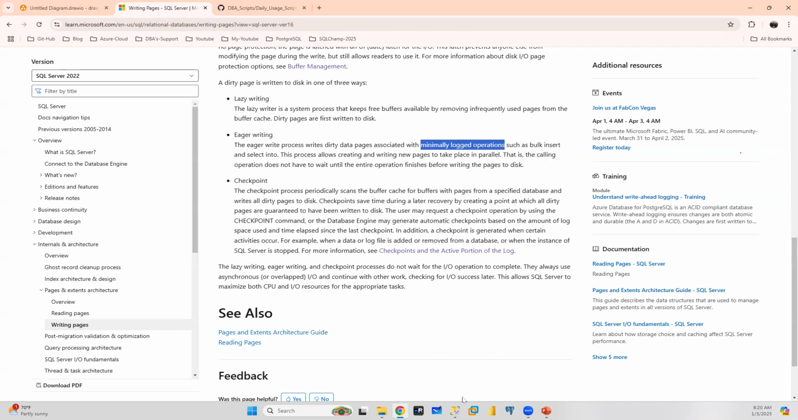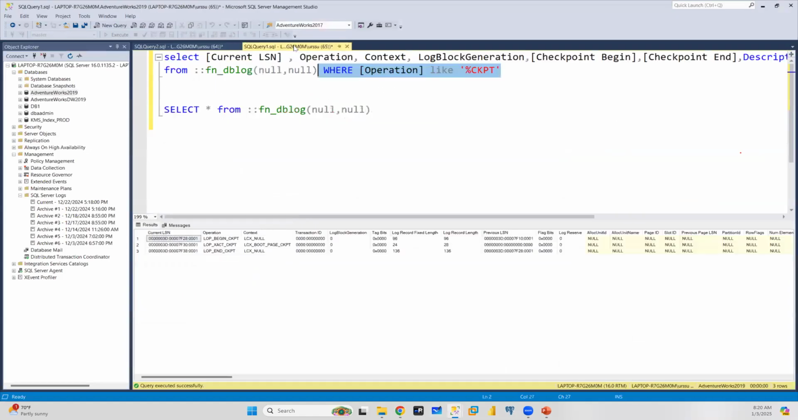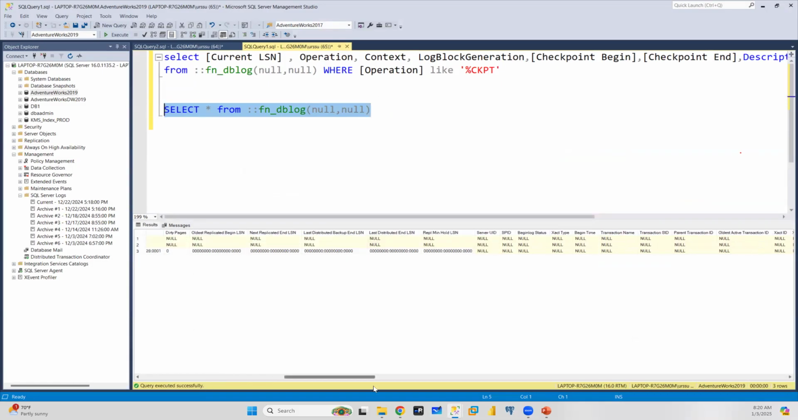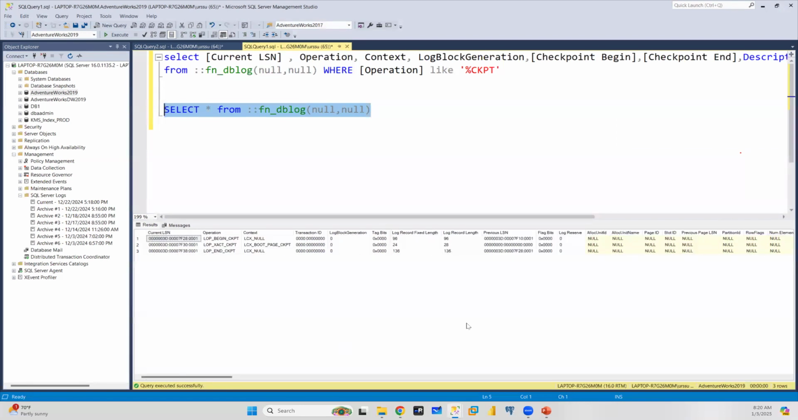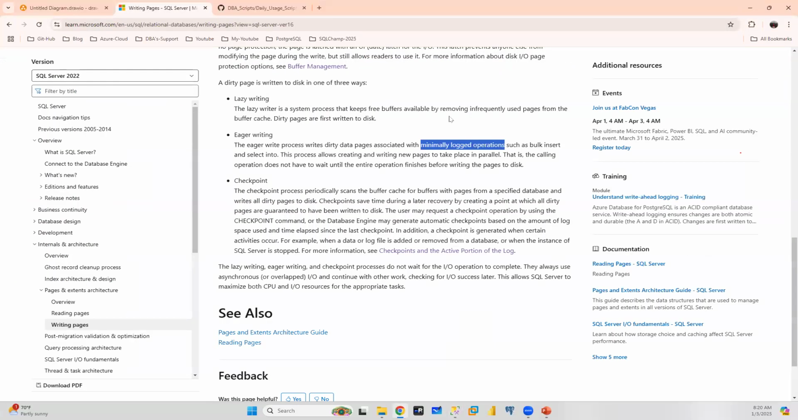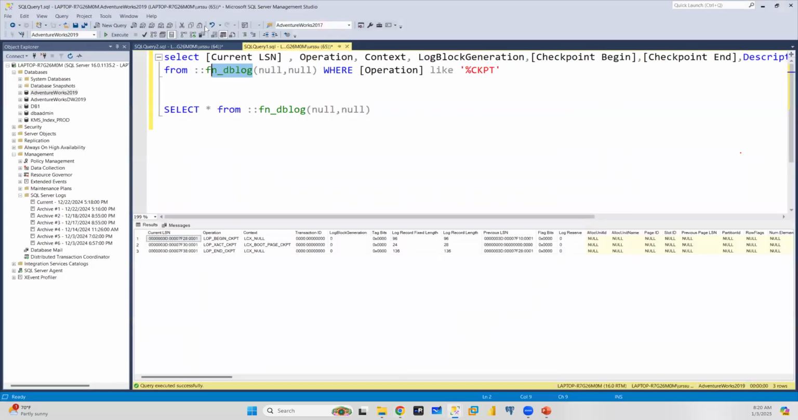Minimally logged means in the log file, whatever you are doing, every transaction's information needs to be registered in the log file, and it needs to generate the log records. Whatever insert you are doing, every insert's information needs to be registered in the log file. But when your recovery model is bulk logged and you are performing bulk operations, it is minimally logged, meaning it is not writing the whole information in the log file.